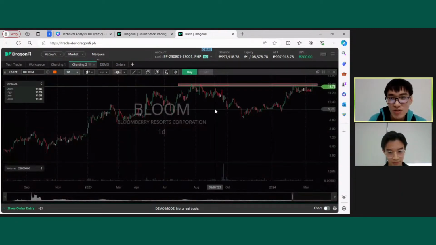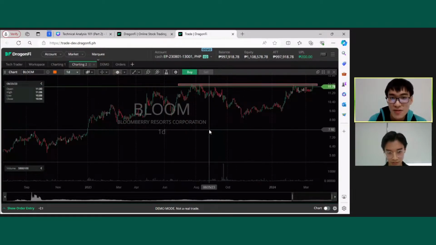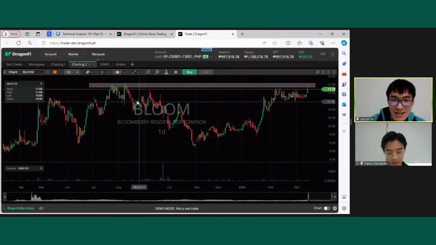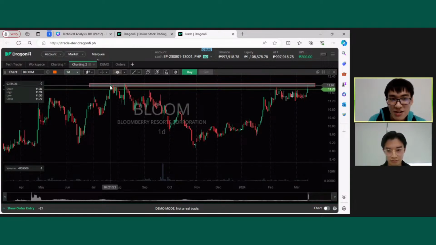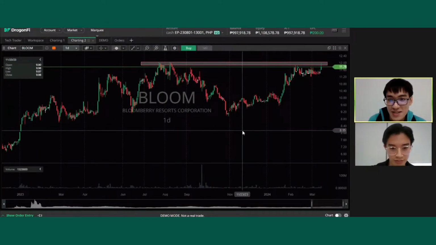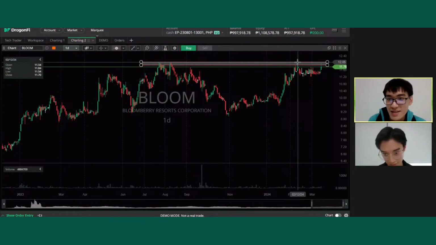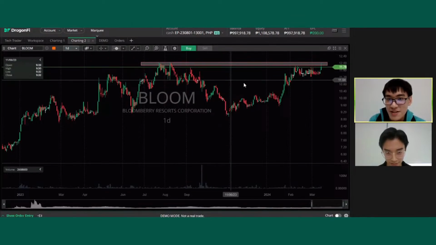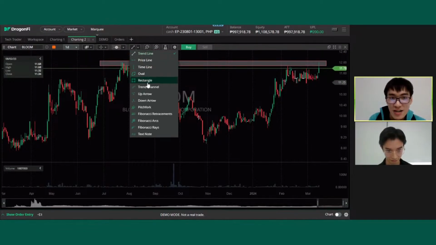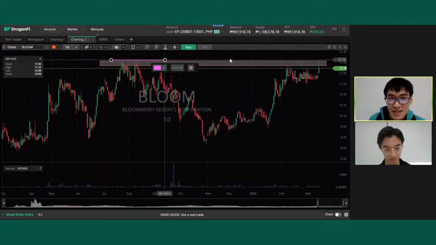So let's simulate first how it would look to plan out a trade. Here's an example. We have Bloomberry. How I would look at this is, I'll plot my resistance levels first. And I can see that here we have a resistance level. Once it hit this level, di ba, bumagsak. Once it hit this level, bumagsak. Then once it hit this level, bumagsak. So this level around 12 pesos is a major resistance level, right? So I identify it here by drawing a rectangle, right? So that's what I did. I drew it here.